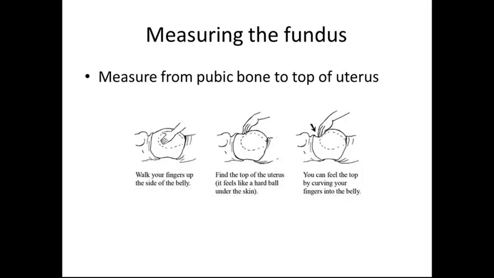To measure the fundus, measure from the pubic bone to the top of the uterus, or the top of the fundus. So walk your fingers up alongside the belly. Find the top of the uterus as it feels like a hard ball under the skin, and you can feel the top by curving your fingers into the belly. You would then measure from this point to the pubic bone.